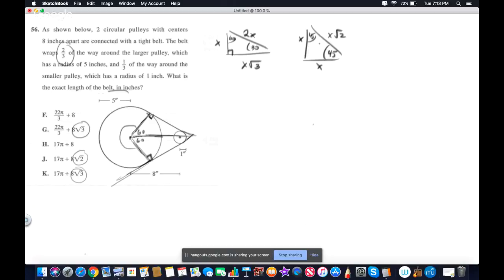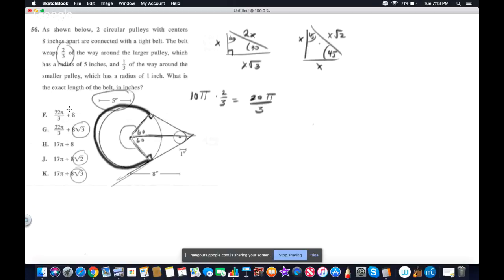Okay, so here's the deal. If you know that the radius is 5, then you know that the circumference of this circle is 10 pi. And you're going 2/3 of the way around the circle, so multiply that by 2/3, and you get 20 pi over 3. That's this distance.